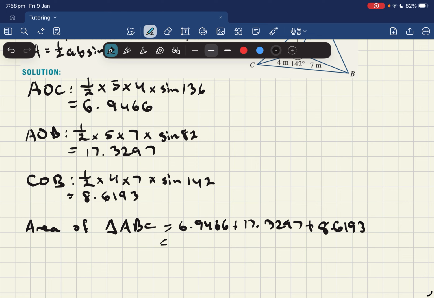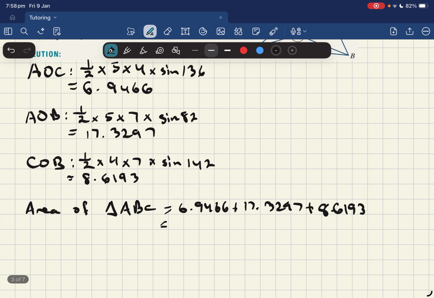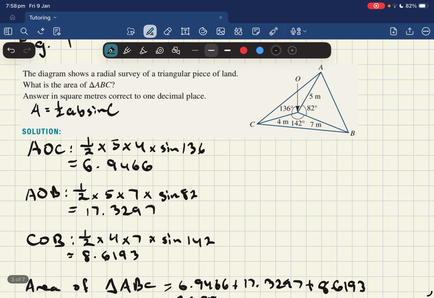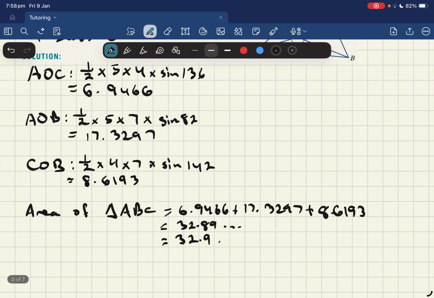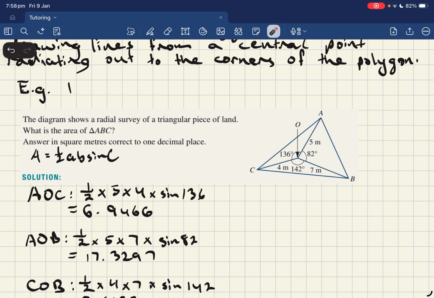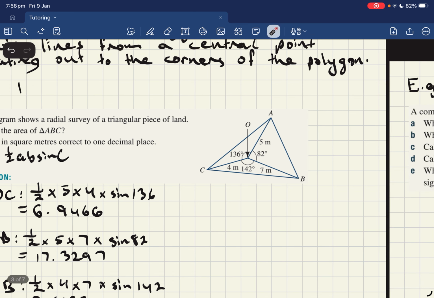So adding them in using a calculator, plussing them all together, 6.9466. We get, and it's asking us to one decimal place, 32.89... which gives us 32.9. And our units, it's in meters, so it's going to be meters squared. So we are just finding the area of the triangle, applying our formula for the smaller ones, and then adding them together to find the total area.